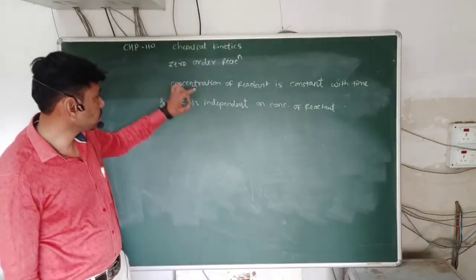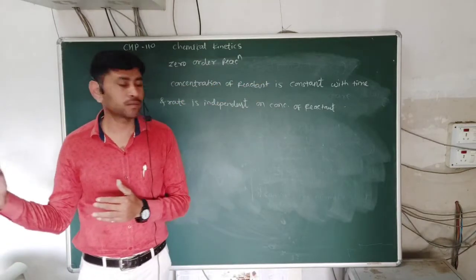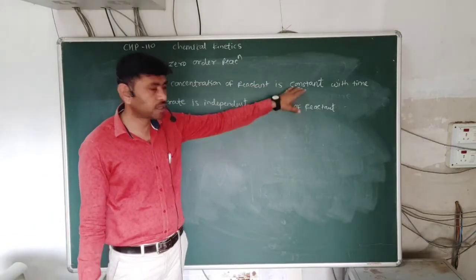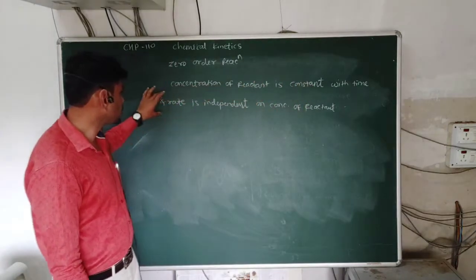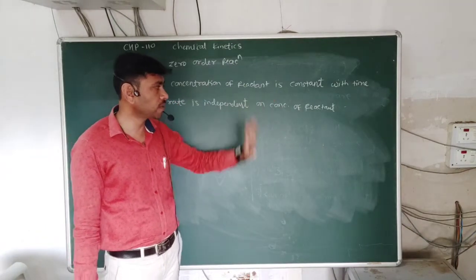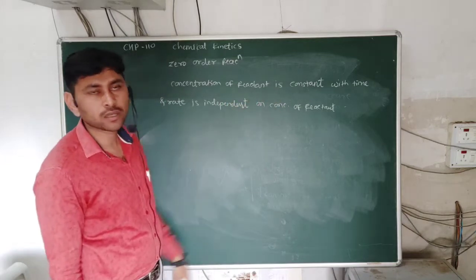Okay, so in a zero order reaction the concentration of reactant is constant. As the reaction proceeds, the product formation takes place, but the concentration of reactant does not change with time. And such a reaction rate is independent of concentration of reactant, or the rate for the whole reaction is a constant.